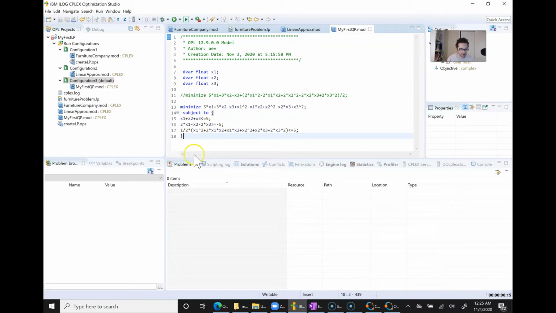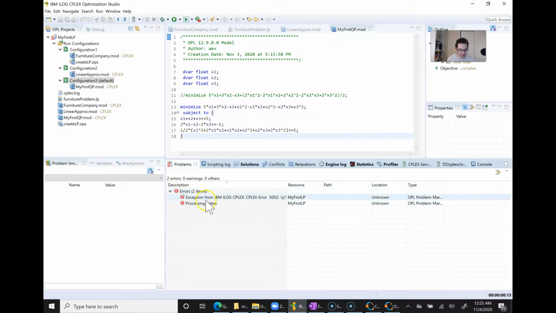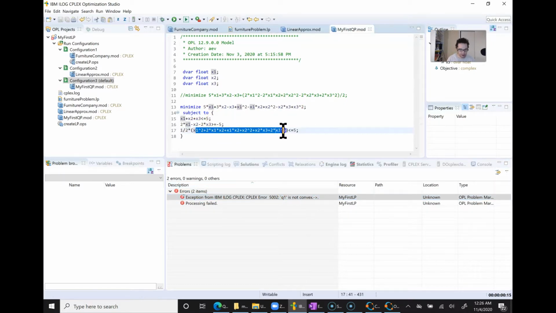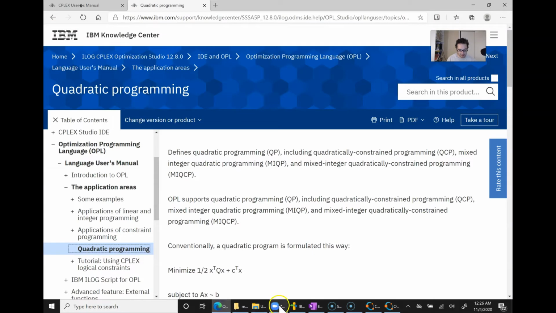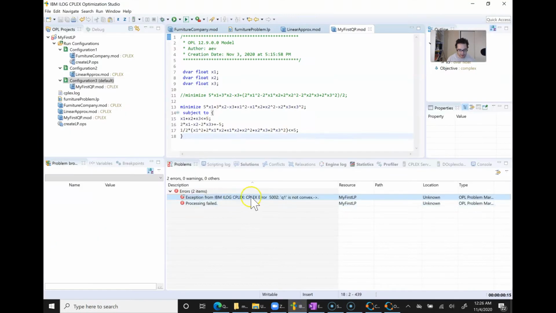All right, we got no errors. Ooh, no, we did get 2 errors. What did it not like? Processing failed. Oh, it's not convex. Did I type this in wrong? I must have calculated something wrong. So let's sort of check. This is actually kind of useful because when we tried to solve it, you can see the error, Q1 is not convex. So it's saying that this constraint is not convex.